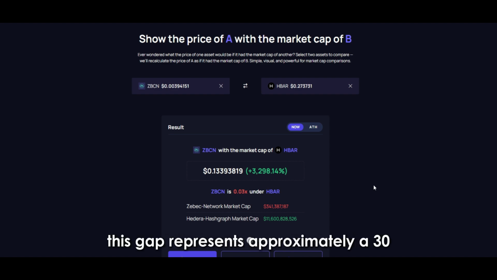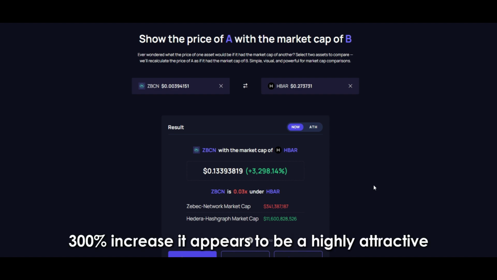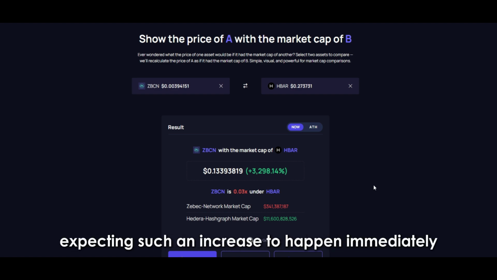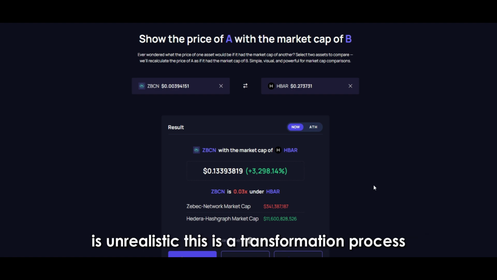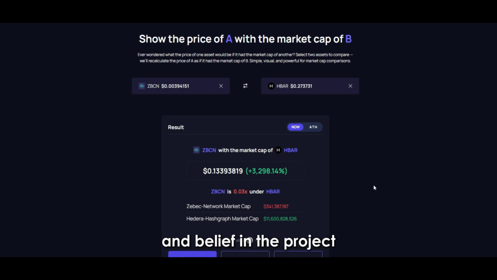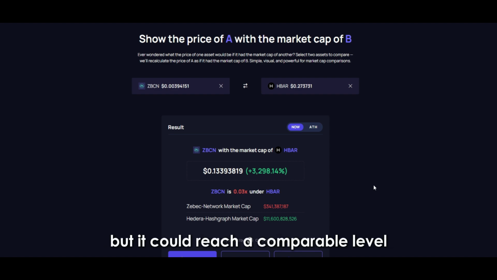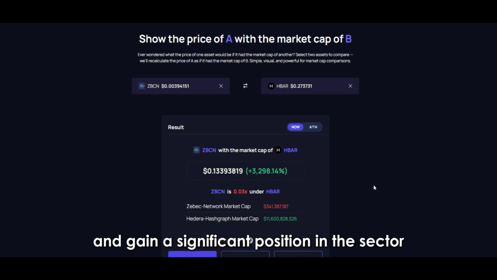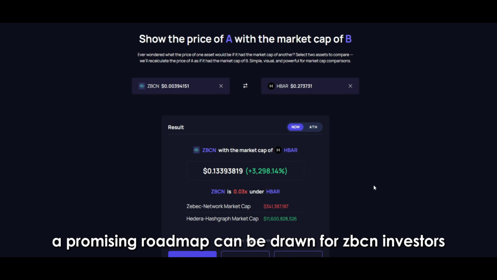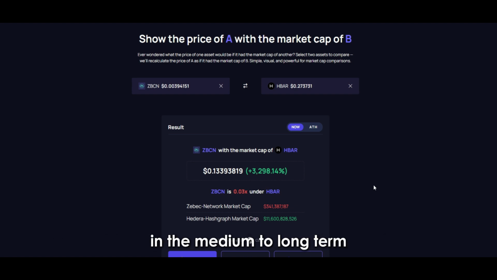If we remember that this gap represents approximately a 3,300% increase, it appears to be a highly attractive investment opportunity. However, expecting such an increase to happen immediately is unrealistic. This is a transformation process that can happen over time, and belief in the project, developer support, community growth, and technical milestones will be the foundation of this process. If everything goes smoothly, ZBCN may not necessarily replace HBAR, but it could reach a comparable level and gain a significant position in the sector. From this perspective, a promising roadmap can be drawn for ZBCN investors in the medium to long term.